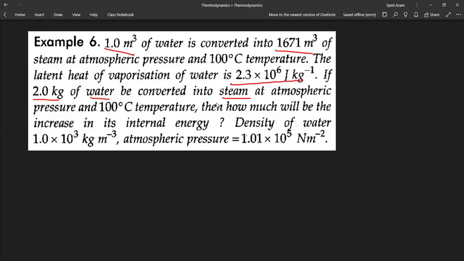So water is getting converted. See, you have to be very careful. Is the temperature changing or the state of matter changing? Now, how much will be the increase in its internal energy? As soon as internal energy comes, the first law of thermodynamics should be in your mind. So see, heat gained by 2 kg of water.